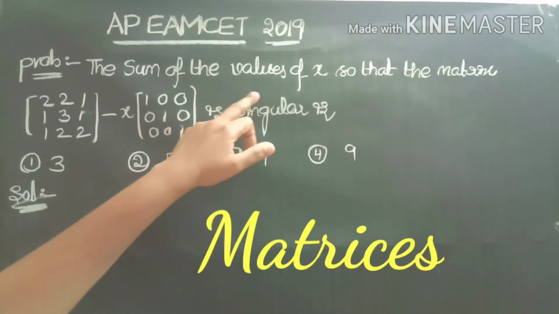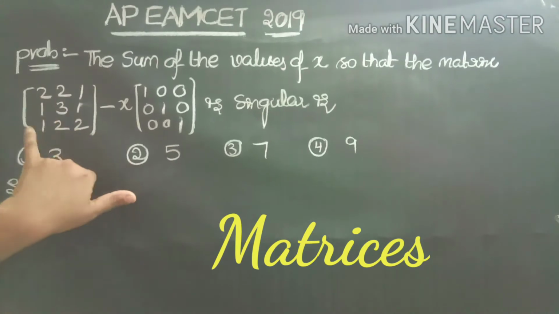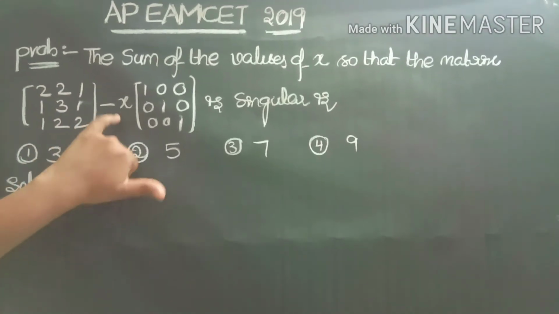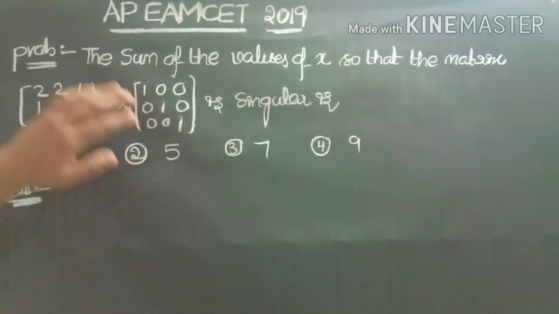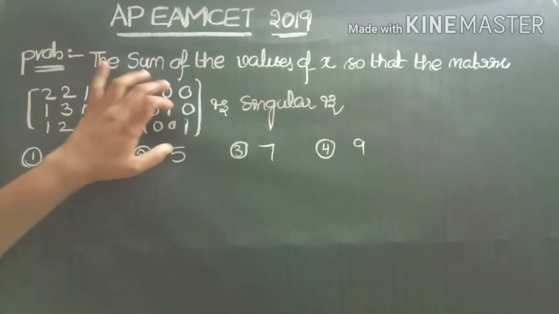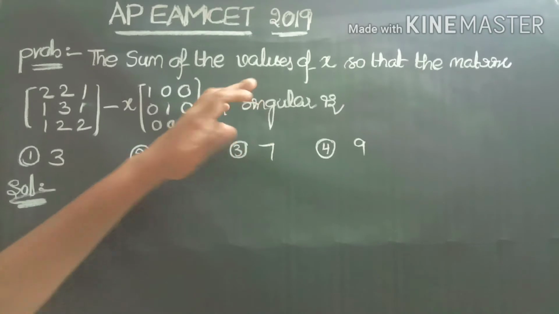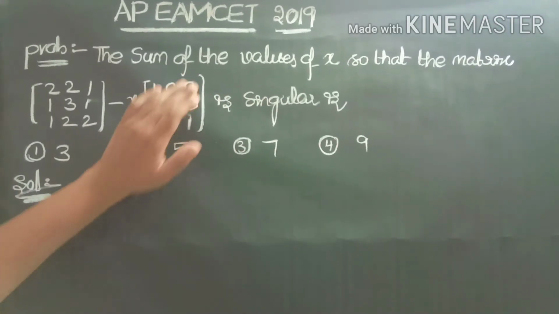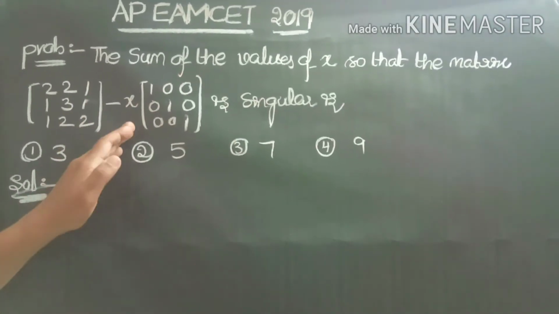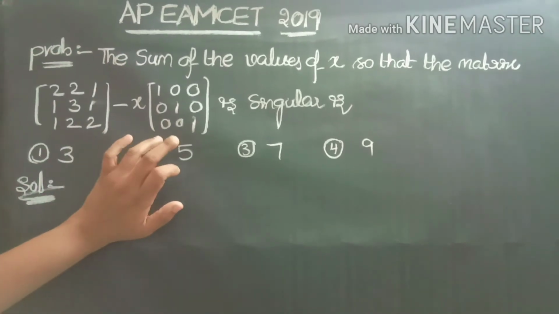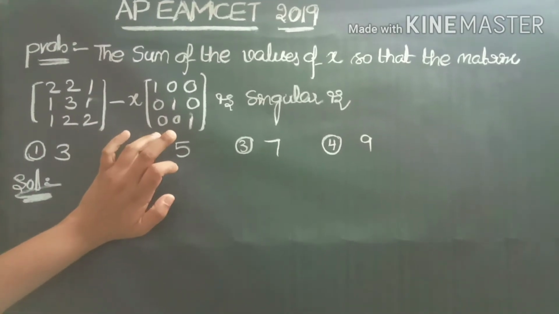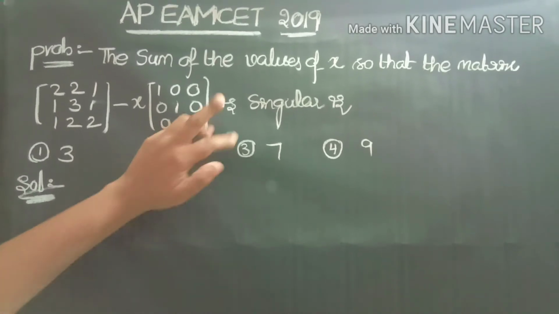The sum of the values of x, so that the matrix 2 2 1, 1 3 1, 1 2 2, minus x into 1 0 0, 0 1 0, 0 0 1, is a singular matrix. Given that it is a singular matrix, what is the sum of the values of x? Before finding the sum, first we have to find the values of x and then take the sum of the x values. Singular means determinant is equal to 0. By using that condition, first we find the values of x.